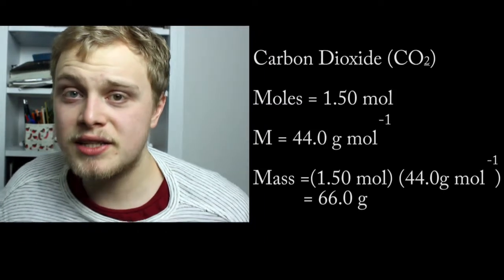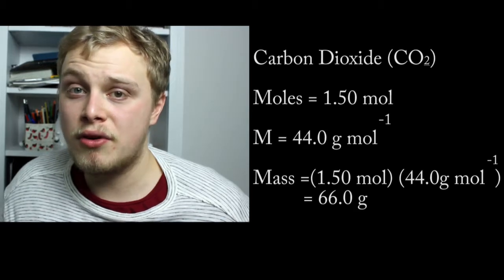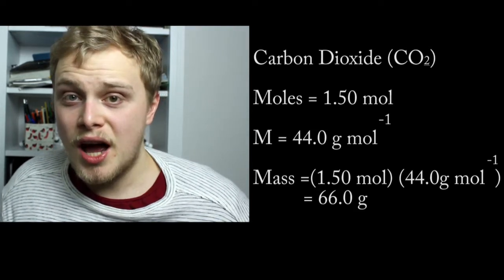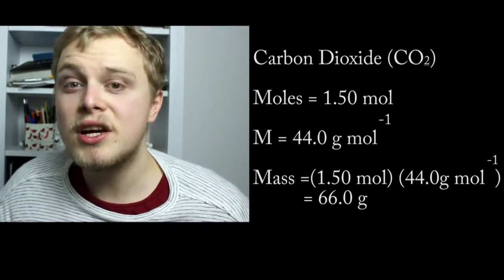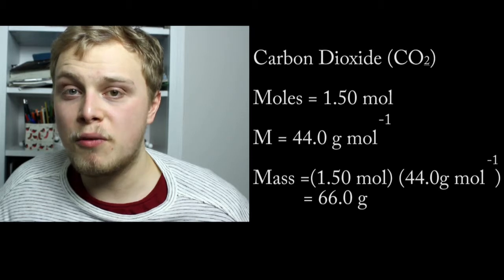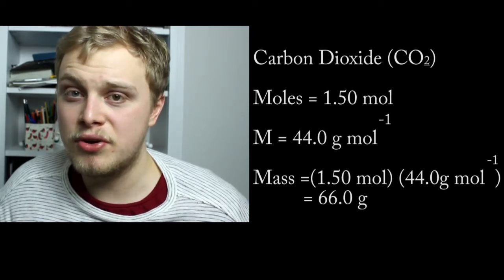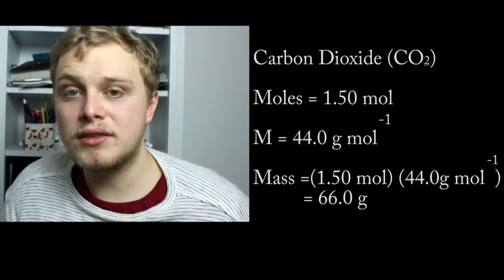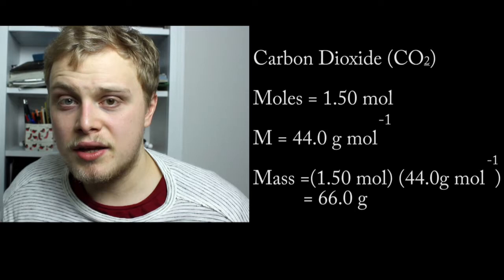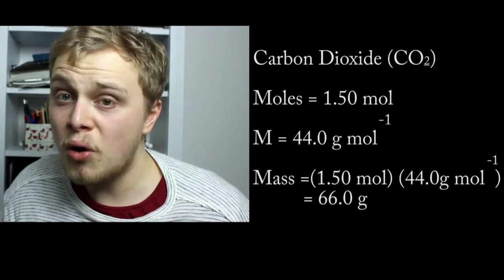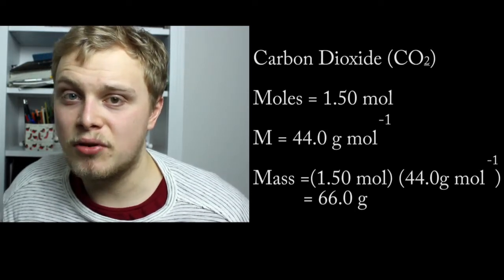Let's now work out the mass of carbon dioxide once again, but this time using the formula that consists of molar mass as a variable. So once again, we know that within a sample of carbon dioxide we have 1.50 moles of carbon dioxide molecules, and the molar mass, as we know, is calculated in exactly the same way as relative formula mass. So we get an answer of 44.0, but this time we must include the units of grams per mole. So to work out the mass of this sample of carbon dioxide, we once again multiply 1.50 moles by the molar mass of 44.0 grams per mole, and we get an answer of 66.0 grams.